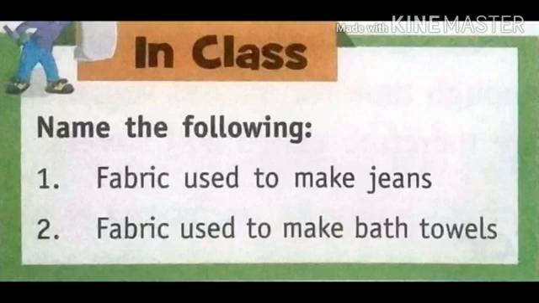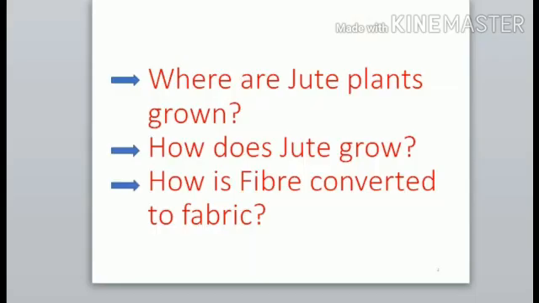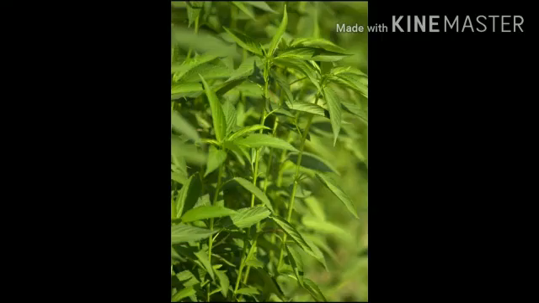Now we are moving on to the last topic given on page number 31 of your book, that is jute fibers. We will study where jute plants are grown, how jute grows, and how jute fibers are converted into jute fabric. Here you can see a picture of a jute plant. Jute plants require a warm and humid climate. That means warm areas like India, Bangladesh, China are chosen for the growth of jute plants, and that too is done in the rainy season.